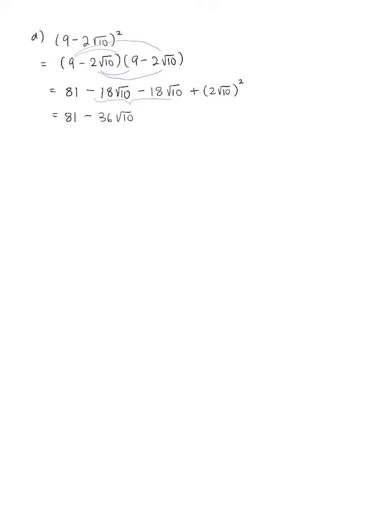Square root of 10, and then here you're going to have plus 2 squared times the square root of 10 squared. Let's keep going. So this is 81 minus 36 square root of 10, and then plus 4 times the square root of 10 squared, which is just 10. So this is 81 minus 36 square root of 10 plus 40. Which gives us, now we can combine 81 plus 40, which is 121, and then minus 36 square root of 10. And again, square root of 10 cannot be simplified. So let's box that for the answer.